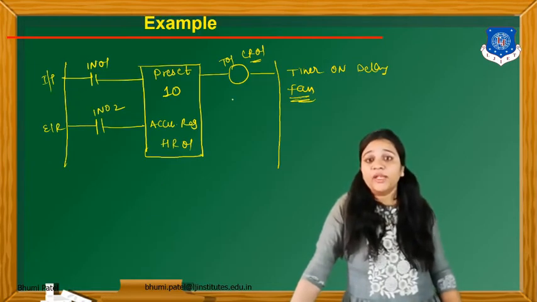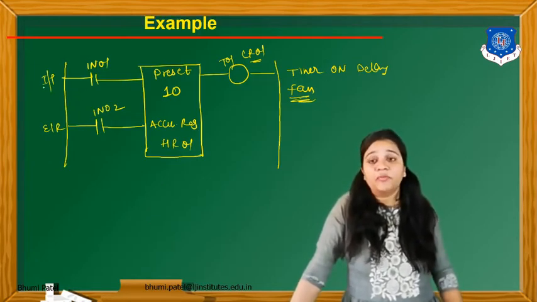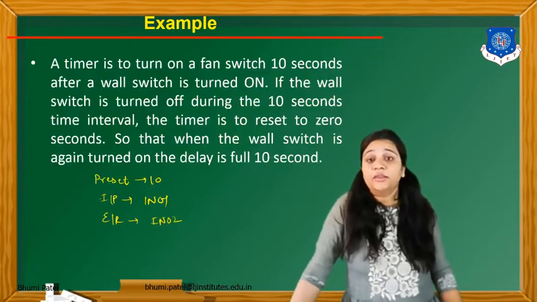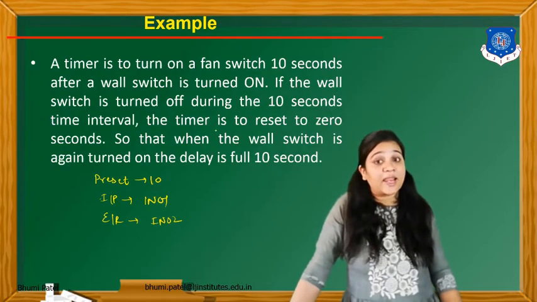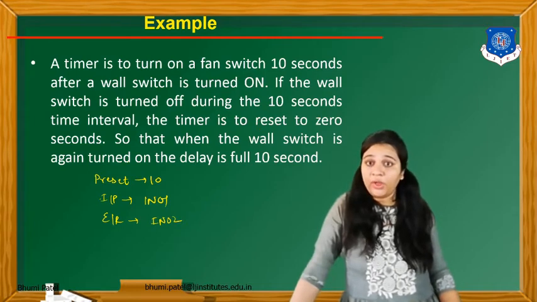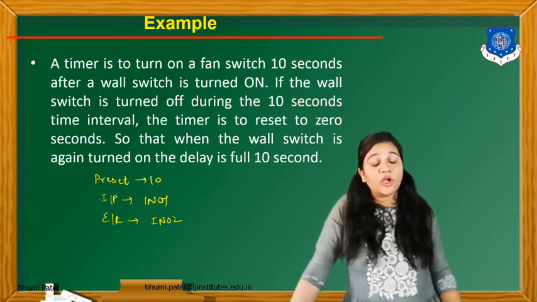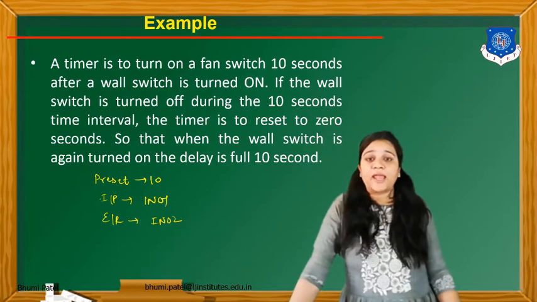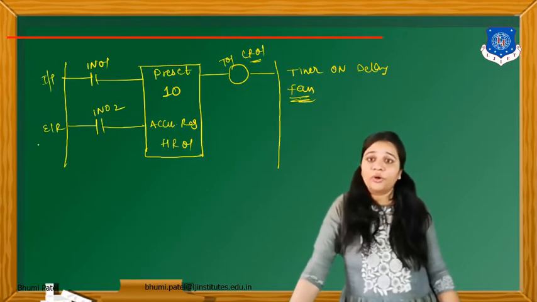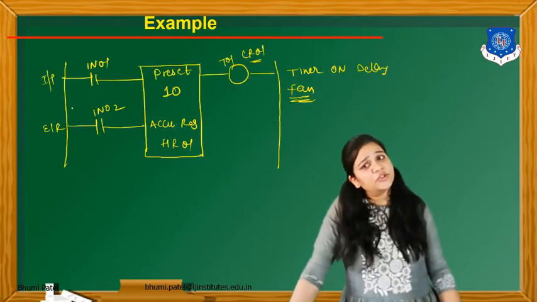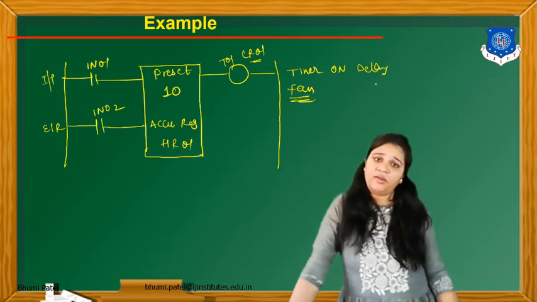That means during the 10 seconds, if anyone turns off the input signal, the timer is reset to 0 seconds, so that whenever the wall switch is pressed again, the timer delay is a full 10 seconds. So whenever the timer switch is on, after the 10 seconds the fan will be on.